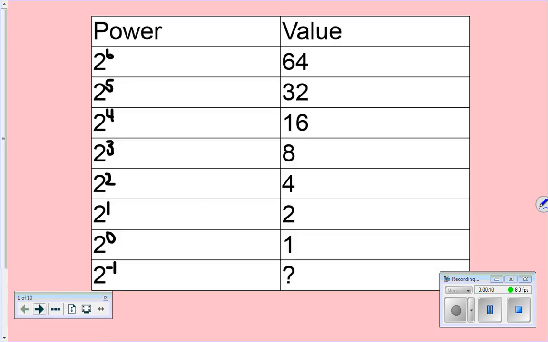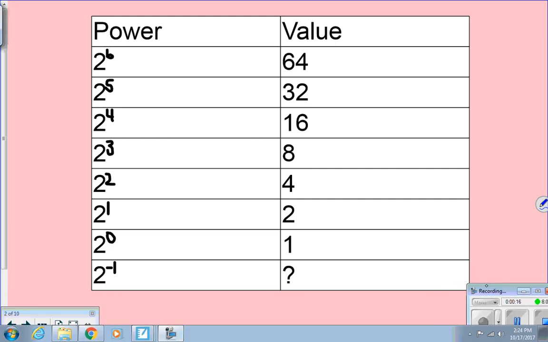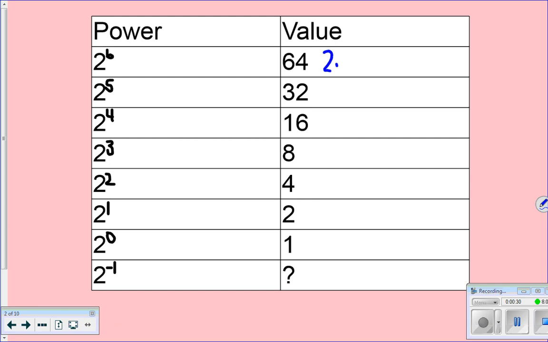Okay. So first thing I'm going to do is just talk to you about how powers work a little bit. I didn't get a chance to do this yesterday, so I'm going to do it today, okay? So 2 to the 6th power, I have the value as 64 up there. But what does that look like? Like, what does 2 to the 6th power actually look like, Dylan? Yep. Okay. All right, that makes sense.